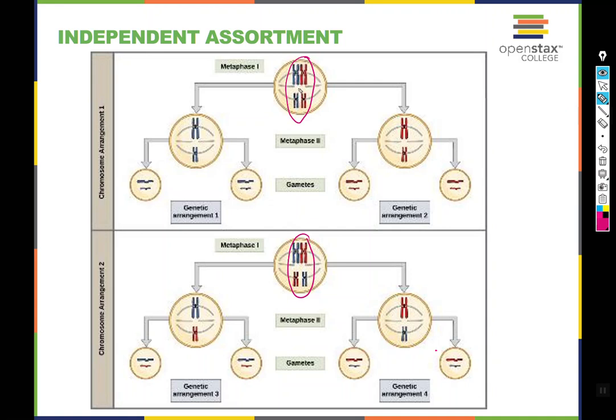So if blue is on blue side and red is on red side, then after metaphase 2, you get big blue, little blue, big blue, little blue, big red, little red, big red, little red. And this is ignoring crossing over. So this is just showing you the possible outcomes from independent assortment. If you reverse a pair of chromosomes, you get big blue, little red, big blue, little red, big red, little blue, big red, little blue. So independent assortment by itself produces quite a bit of possible variation, and if you add crossing over to that, you get a lot more.